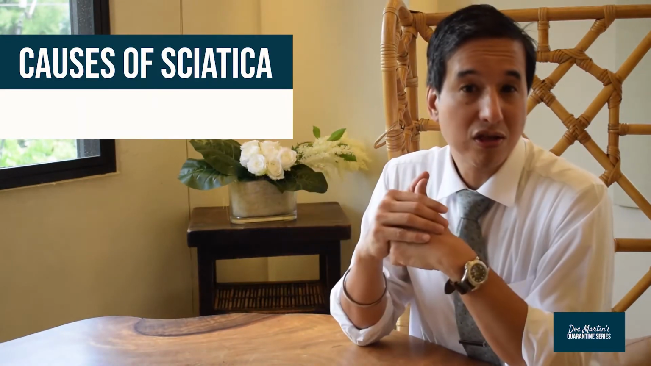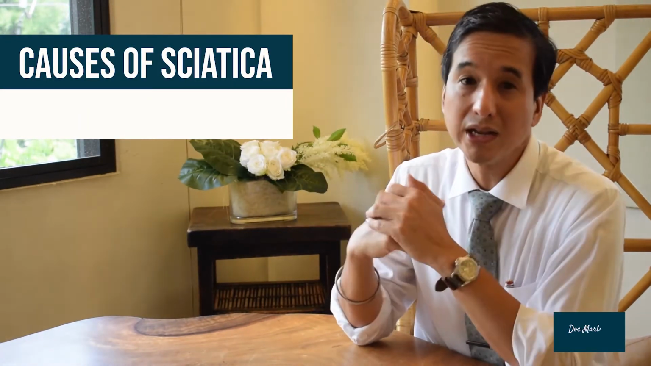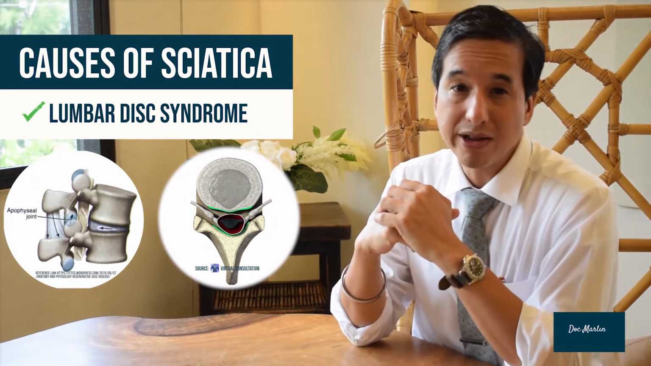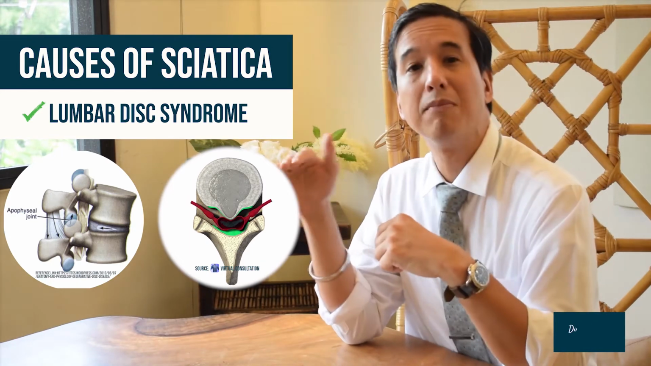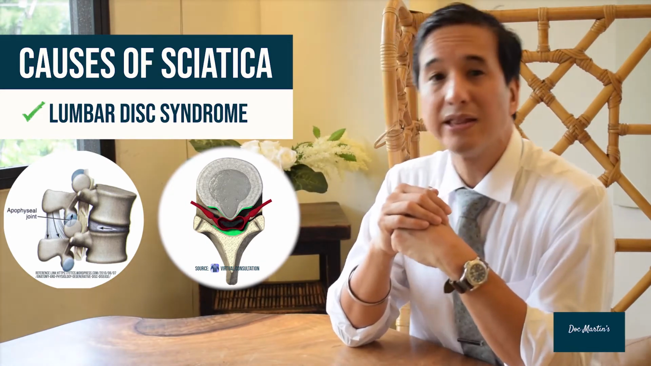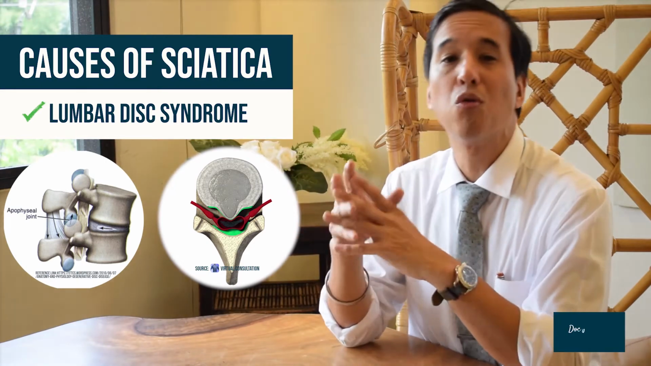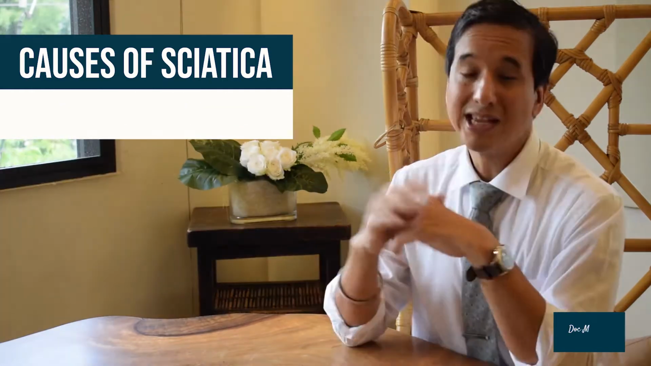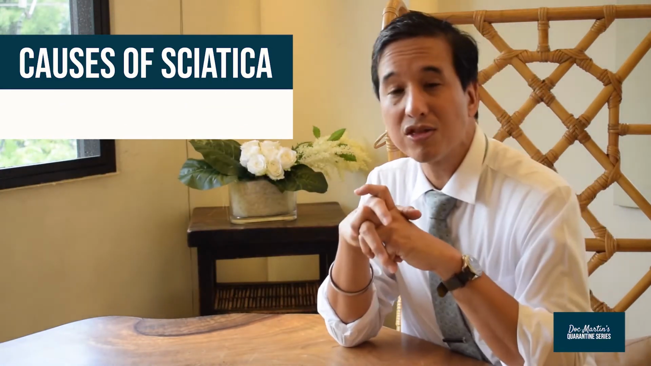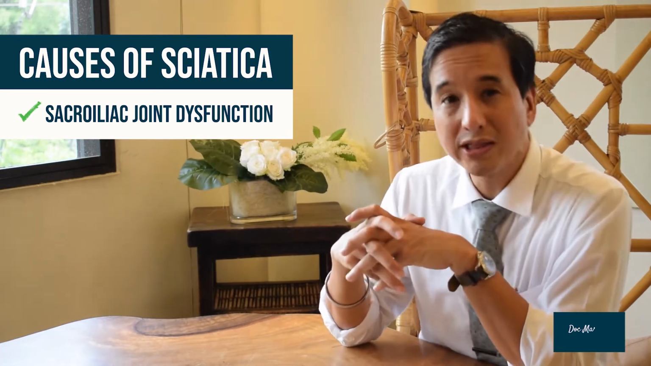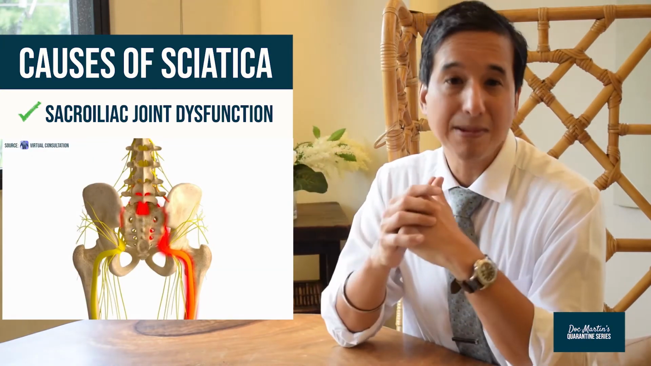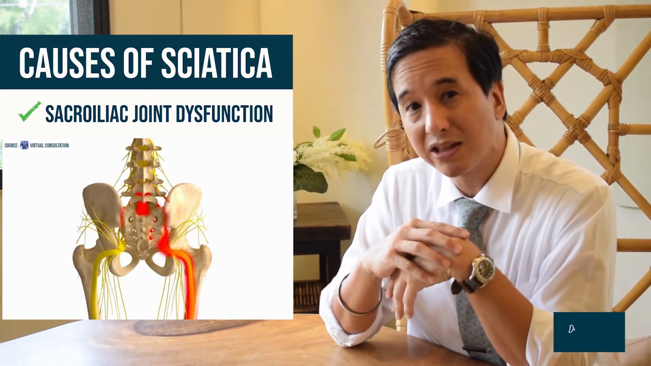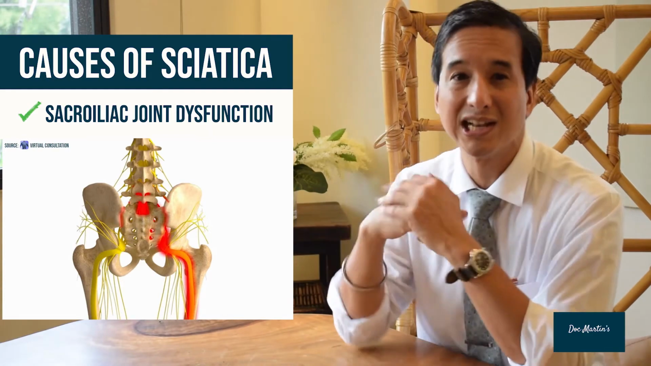The most common causes of sciatica are, number one, lumbar disc syndromes. The disc is a piece of cartilage that separates one lumbar vertebra from another, and usually they will bulge or herniate towards the back, which means that the spine moves into flexion. The other common cause of sciatica is what's termed a sacroiliac joint dysfunction. This is basically a misalignment of the bones of the hip and pelvis that can impinge the sciatic nerve as it travels down towards the leg.